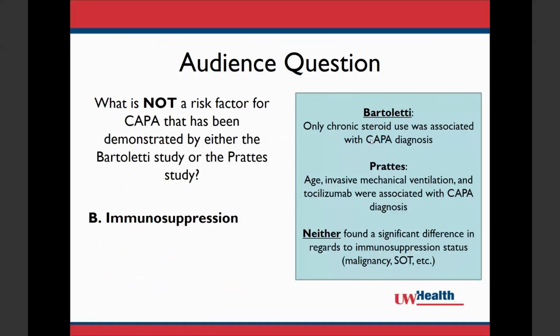So Bartoletti found that chronic steroid use was associated with CAPA diagnosis, and Pratt found that older age, invasive mechanical ventilation, and tocilizumab were also associated with CAPA diagnosis. So the answer here is actually B, kind of a trickier question, because neither found a significant difference in regards to immunosuppression status, so malignancy, solid organ transplant, which kind of goes against the typical invasive pulmonary aspergillosis risk factors that we discussed earlier.